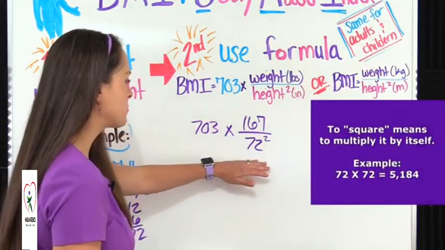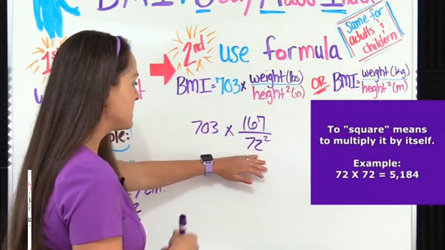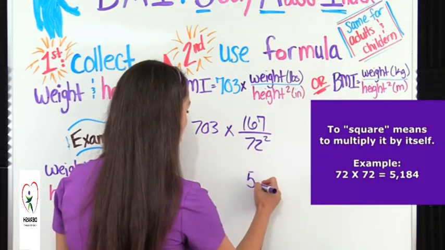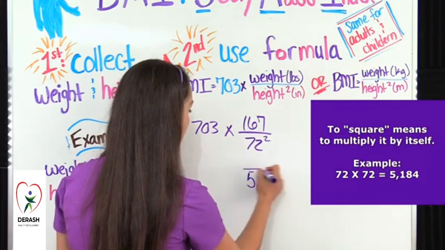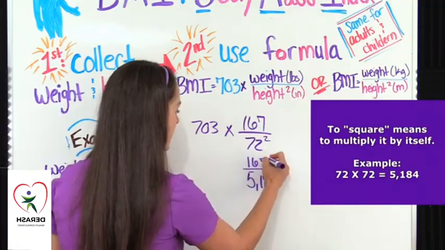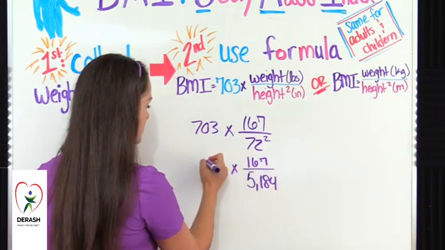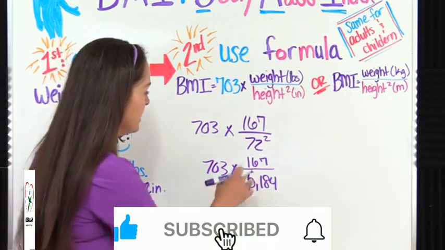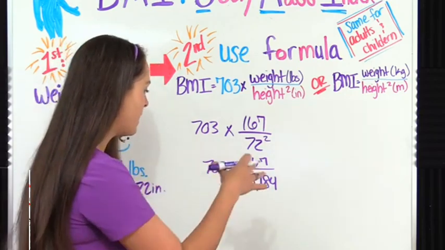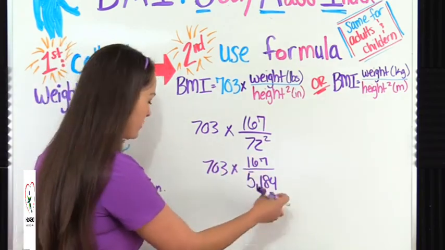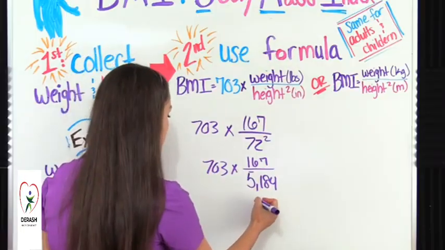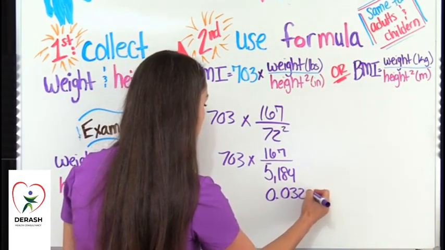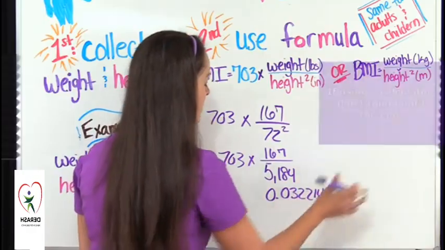So let's go ahead and square this out. When we say 72 squared, that gives us 5,184. We're going to put 167 up there, bring that down so we don't forget our little 703 because that would really throw off our equation. So 167 divided by 5,184 gives us 0.032214, and it literally keeps going on.